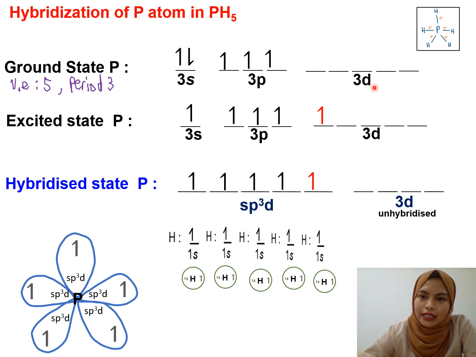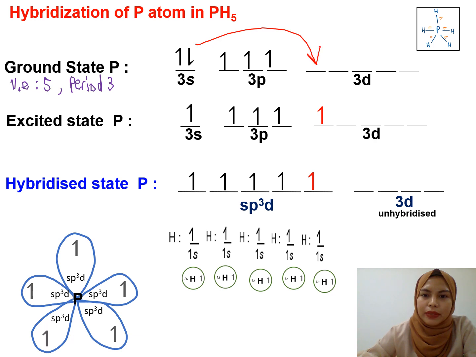Okay, and after that, since P needs 5 single electrons, and 3s has a pair, and P has no lone pair at all, so it is not logical for the 3s to have a pair of electrons. So what happens here is, okay, 1 electron at the 3s will move to the empty orbital in 3d. Okay, so now the excited state of P, you will get 1 electron that is excited to an empty 3d orbital.